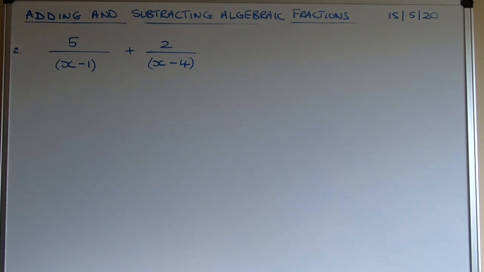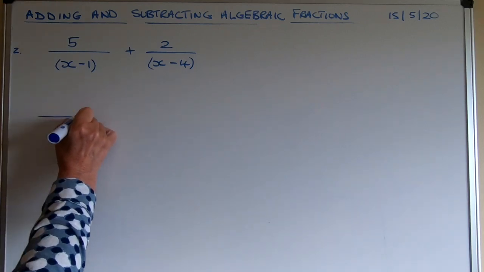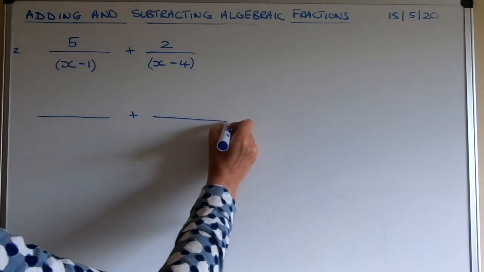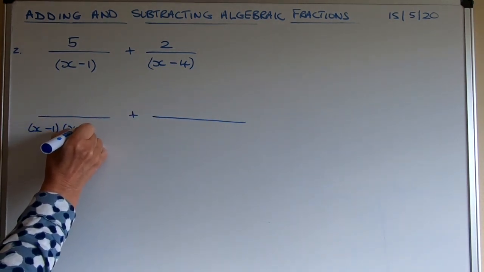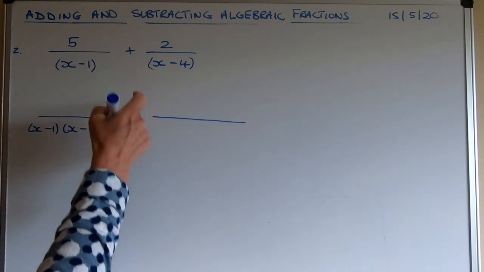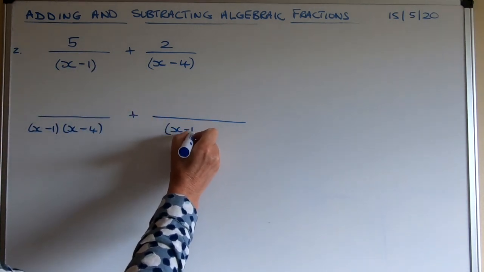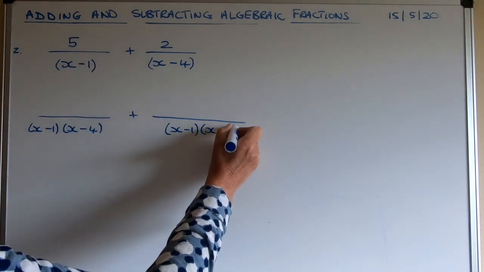Now, when we had number 1, we had denominators of 2 and 3. 2 times 3 is 6, so we made 6 the denominator. Here, we will just multiply the denominators together to get a new denominator. So let's do that. I'm going to make my denominator x minus 1 times x minus 4. I've multiplied the denominators together: x minus 1 times x minus 4.